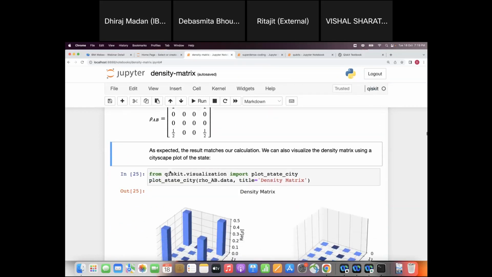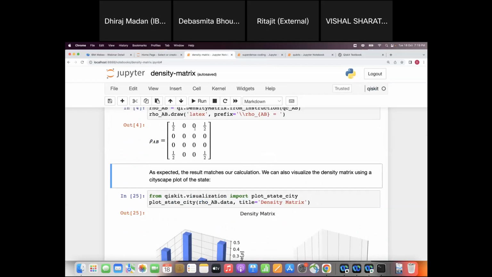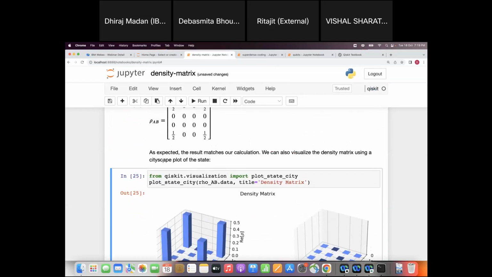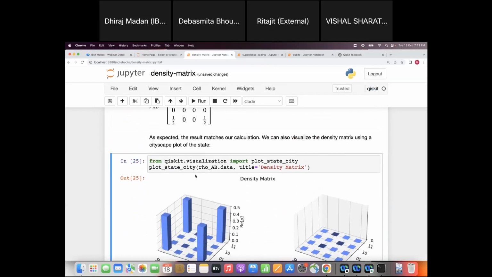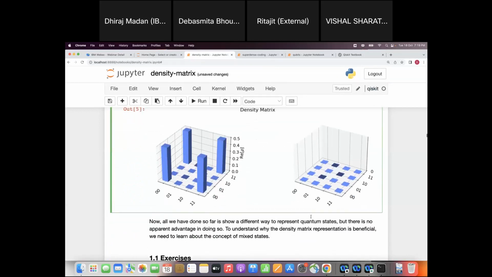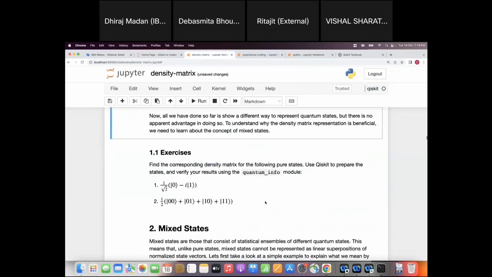And in order to visualize the density matrix, now you can see that it's a 2D sort of matrix. So it's best to visualize it using the cityscape plot in Qiskit. So it's plot_state_city(rho_AB.data). And then I can see that on the 4 corners, I have this value of half, and the remaining entries are all 0. This is the real part and this is the imaginary part. So here the imaginary part consists of all zeros.